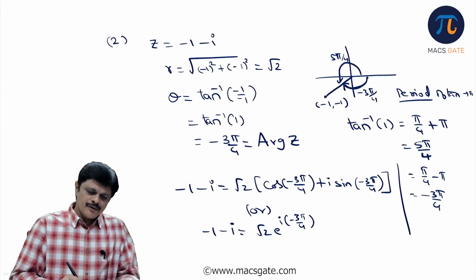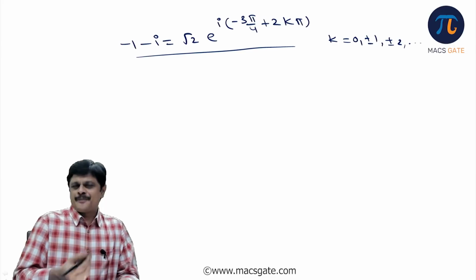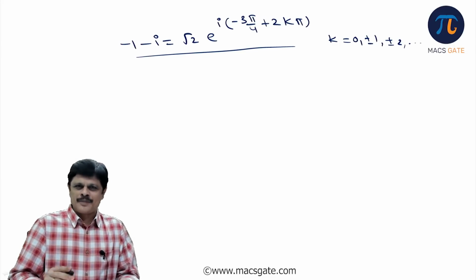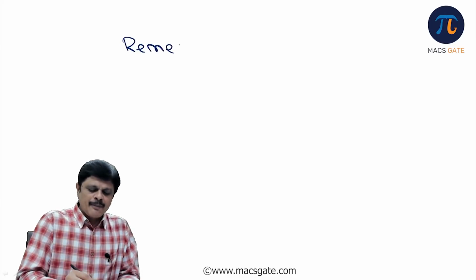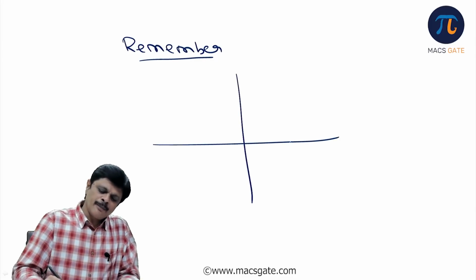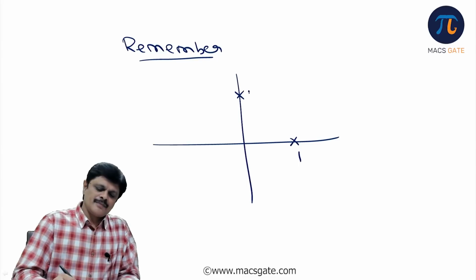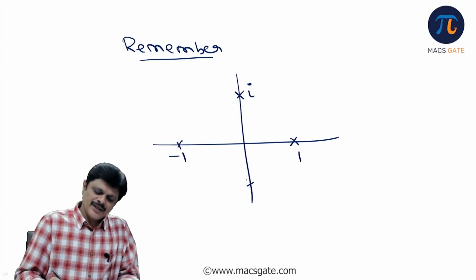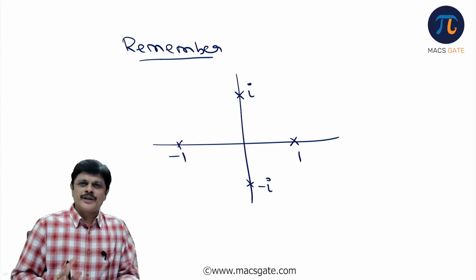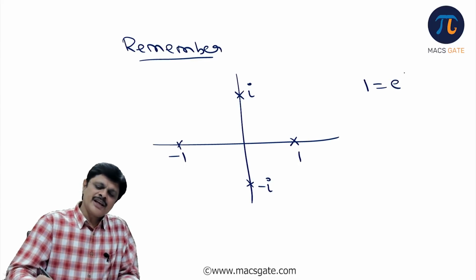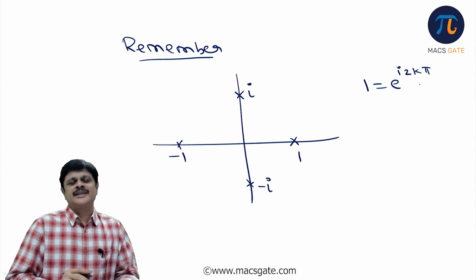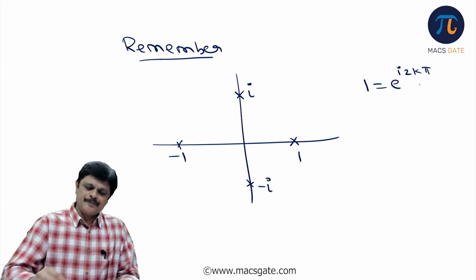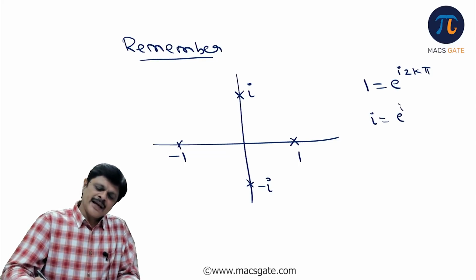Now we are in a position to write the exponential form for any complex number. What I want you to do is remember the following most important four numbers: 1, i, minus 1, minus i. Please remember their exponential forms. 1 is actually e power i 0. But e power i 0 does not look good, that's why I write the general form for 1: e power i 2k pi. And i can be written as e power i pi by 2.